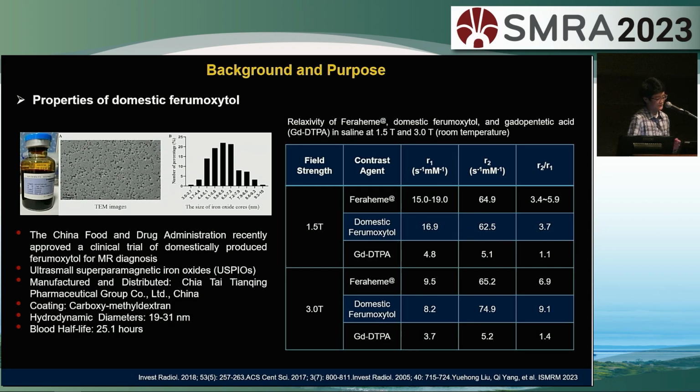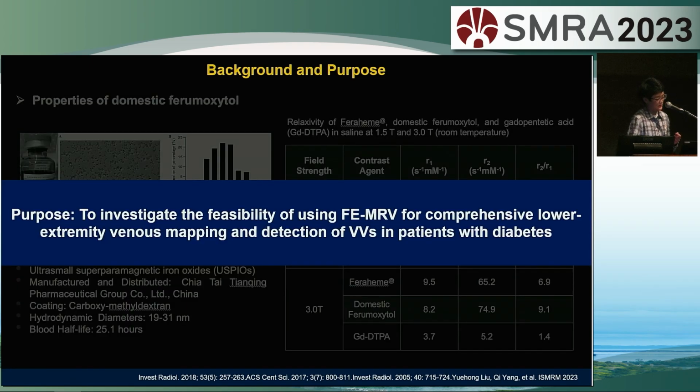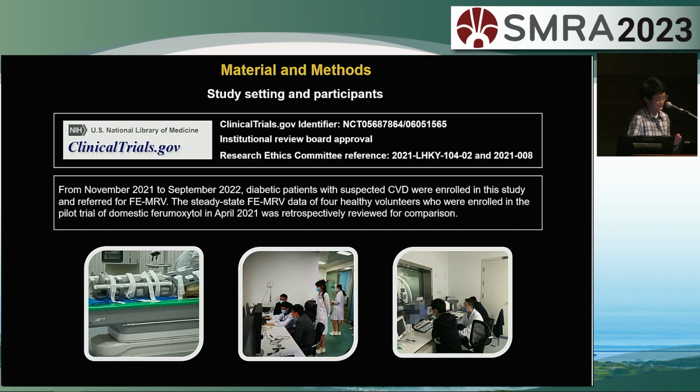It's a kind of USPIO with a blood half-life of approximately 25 hours and comparable reactivity to Variheme. The study purpose is to investigate the feasibility of using varmoxolid-enhanced MR venography for comprehensive lower extremity venous mapping and detection of varicose veins in patients with diabetes.